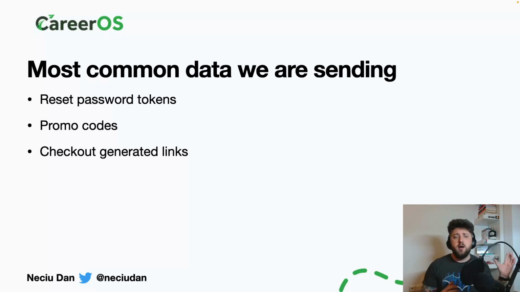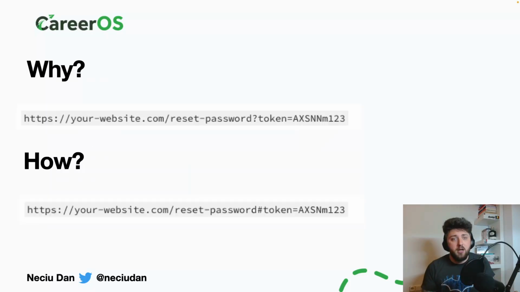So we use third-party SaaS tools like Datadog, New Relic, Sentry, even Google Analytics, or any other number of observability tools. And that means that every link that we are sending from our front-end client is stored in a database that you have no control over. And what we're sending that might be considered a security vulnerability is like reset password tokens, promo codes, or checkout generated links. So why does this happen? Because we're using query params in the URL for sensitive data.